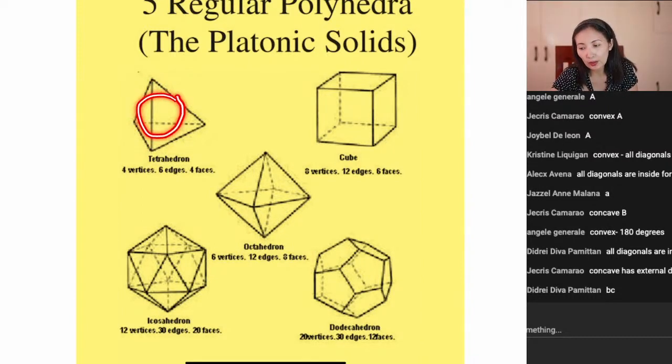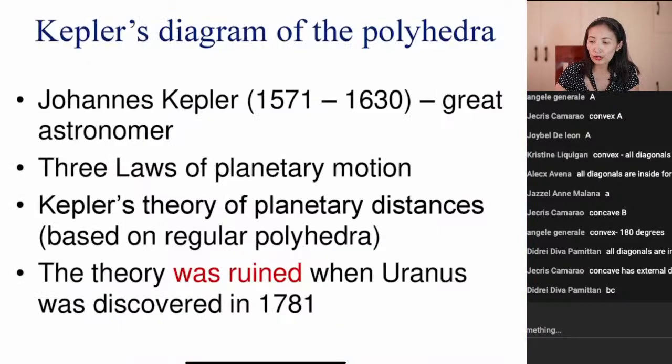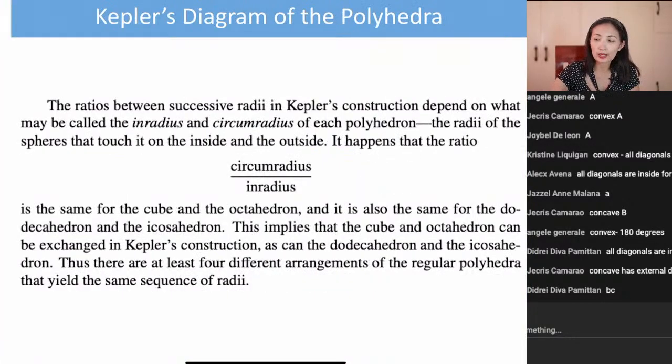The radius of the outer sphere is called the circumradius. The one inside is the inradius. Kepler used that, okay? So, Kepler made use of that in his computation.